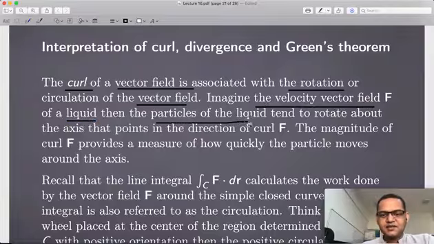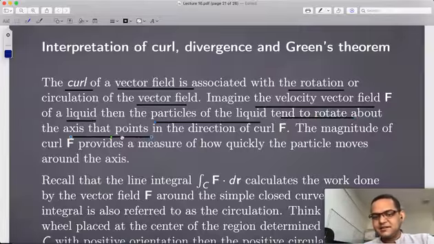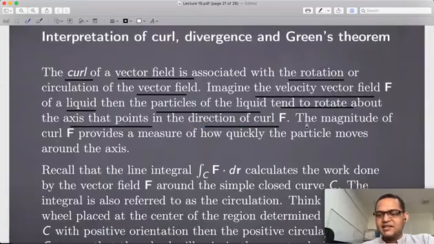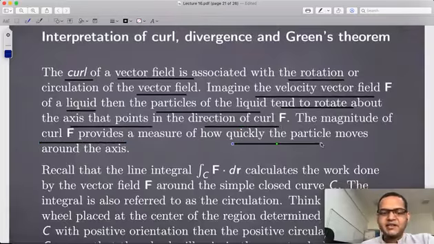Then the particles of the liquid tend to rotate about the axis that points in the direction of the curl. So if you think of a liquid flowing and then consider the velocity vector field, the direction of curl is basically where the particles tend to rotate about the axis. And the magnitude of this curl tells you how quickly the particles are moving about that axis.